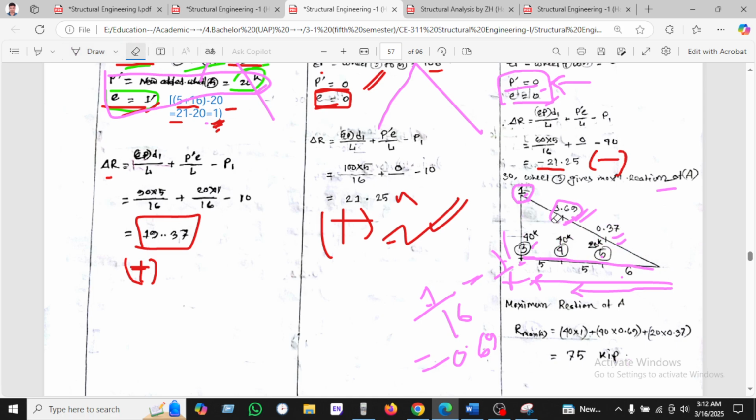I'm not seeing it again and again. Okay, so let's see. So x equals 0.69. So let's see the reaction at A: 40 into 1, 40 into 1, and another 40 into 0.69, 40 into 0.69, and the last one 20 into 0.37, and we found our maximum load is 75 kip. This is our answer. So let's see another example.